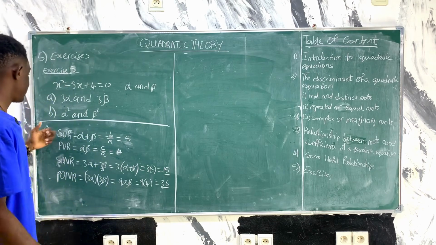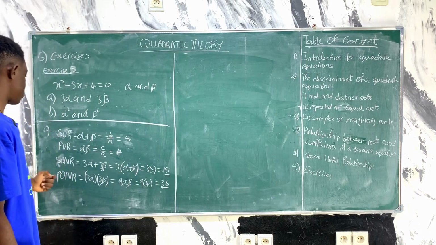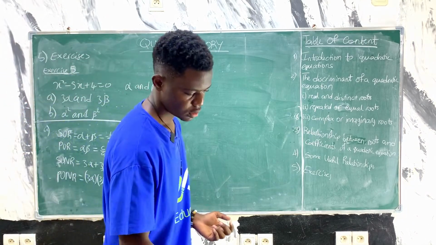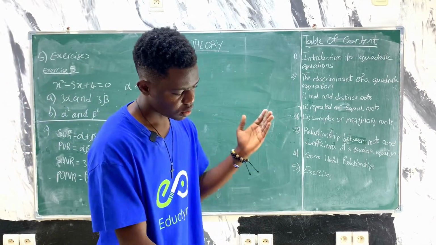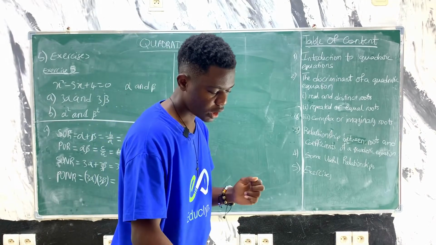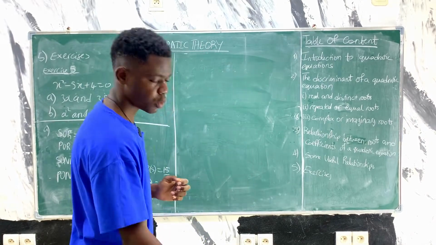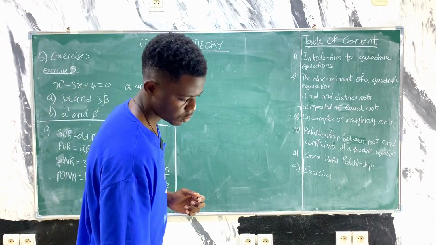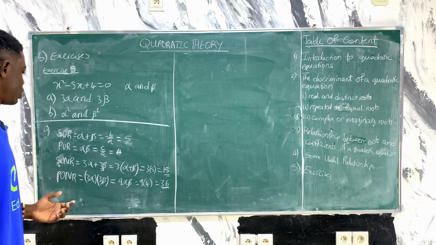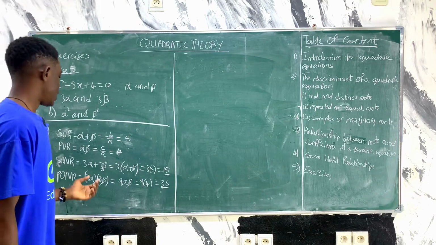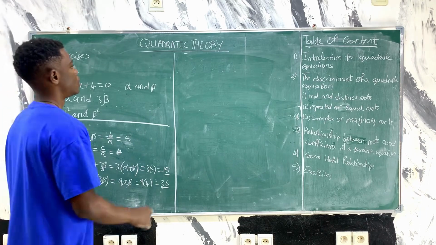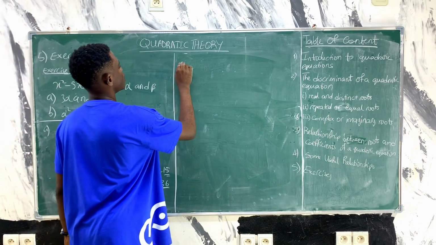So you have your sum of roots, product of roots, sum of new roots, product of new roots. They're asking for the new equation. The question says, given the roots of this equation to be alpha and beta, find the new equation with integer coefficients whose roots are these. So if the new roots are this, these are the values that we are going to have. So what is the formula for the new equation?